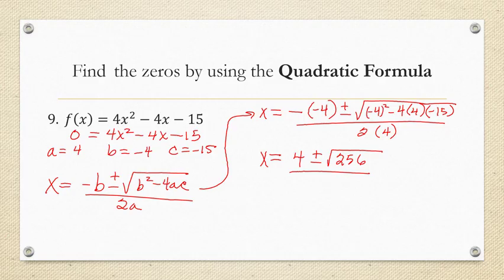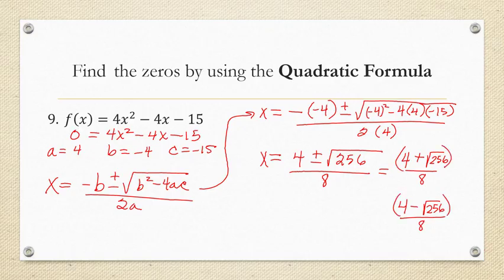Okay? Then we're going to get 2 times 4 is 8. Okay? Now, this one is going to be pretty nice. You can punch in 4 plus the square root of 256, all divided by 8. And you can type in 4 minus the square root of 256, all over 8. Make sure, guys, that you use parentheses around your numerator.